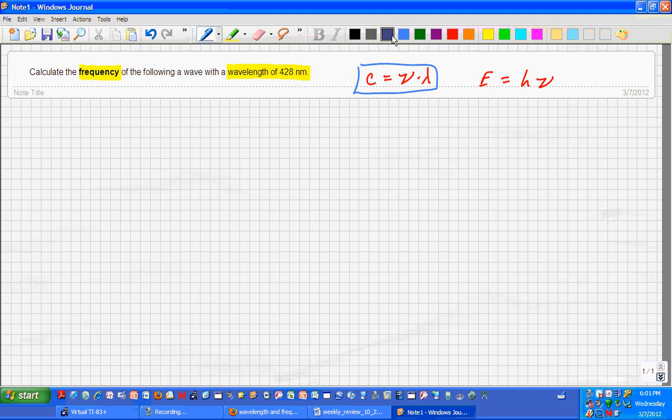So let's go ahead and set up our problem here. Frequency is the unknown. Wavelength, we have 428 nanometers, and c is always going to be 2.998 times 10 to the 8th meters per second. Well, taking a look at this, right off the bat we've got trouble. We've got nanometers here, we've got meters here. We need to make sure that the wavelength is in meters, so let's go ahead and convert that.